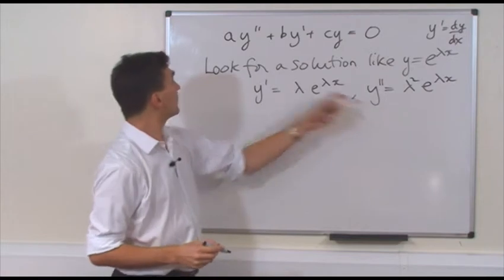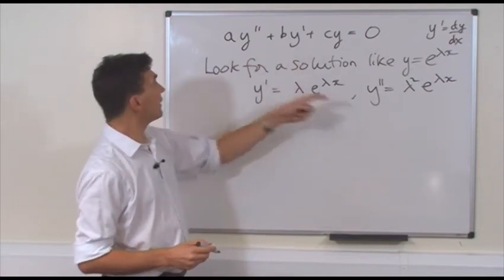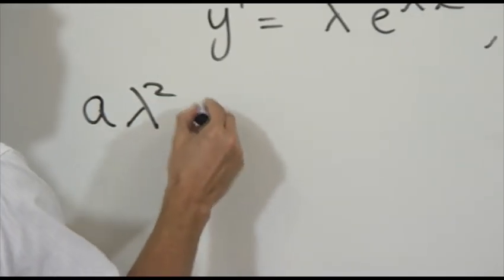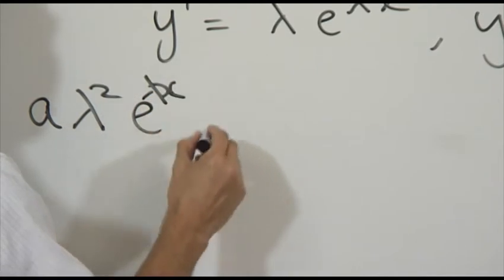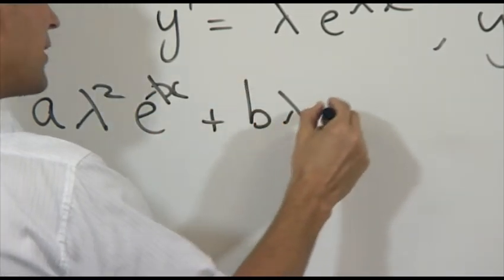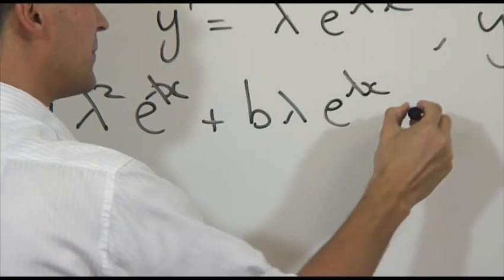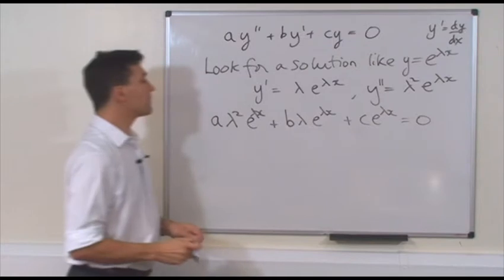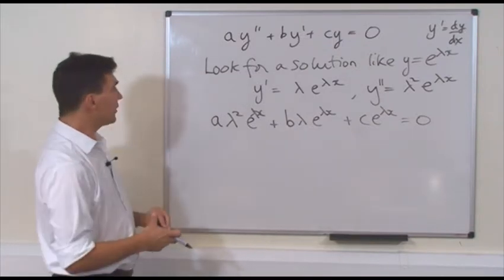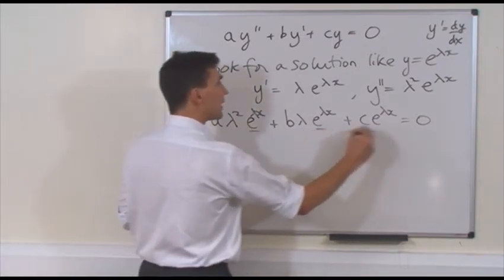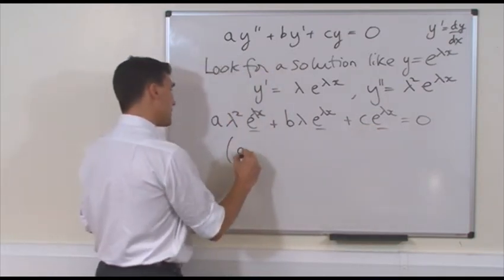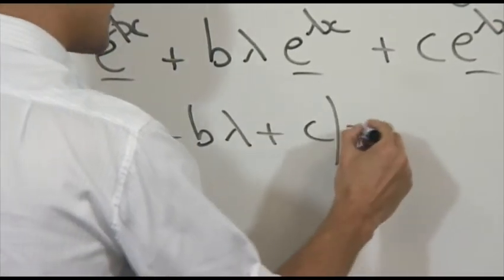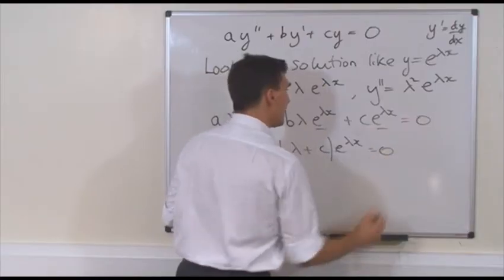Put y double prime in here, y prime in there, and y in there, and we get a lambda squared e to the lambda x plus b lambda e to the lambda x plus c e to the lambda x is equal to 0. We've got a common factor, e to the lambda x, multiplying each term, so we can write this as a lambda squared plus b lambda plus c, times e to the lambda x, is 0.